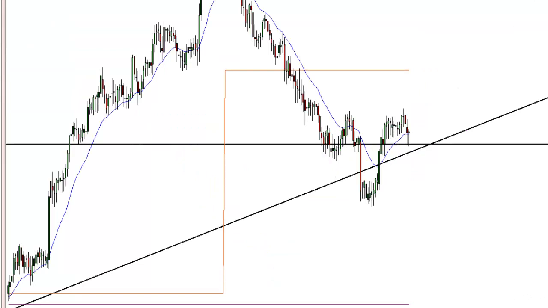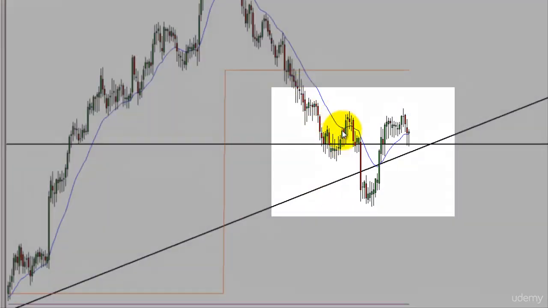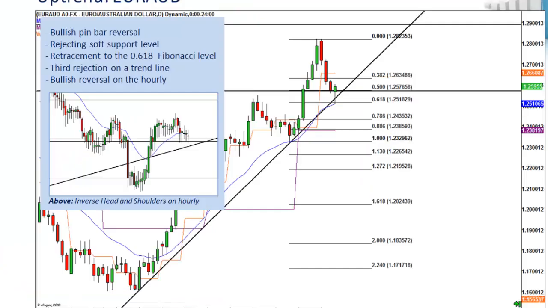So having migrated from the daily time frame to the hourly, we can see that the low test bar, or bullish pin bar reversal, is represented by the hourly as an inverse head and shoulders here, off the trend line, off the Fibonacci level, also off the horizontal level as well, in addition to the 20 moving average. So in addition to 4 reasons, we've got another reason to trade this long. So 5 reasons for a long is a very solid case for a trade.